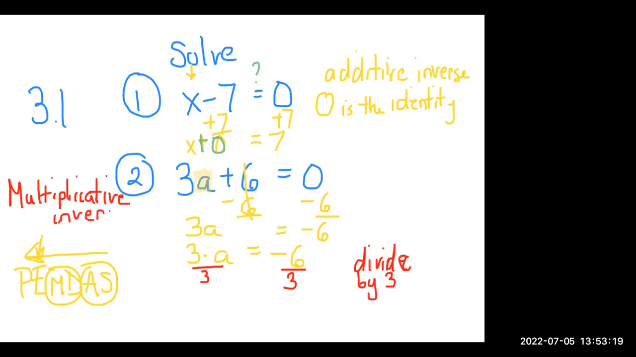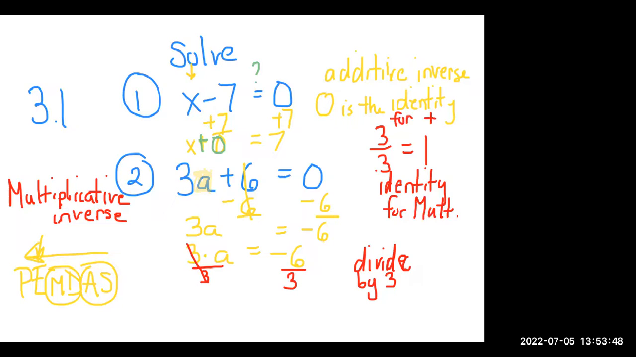Inverse. I don't know if we really talked about it that much, but we saw it. It's the number that you multiply by something to undo it. So that'll be 1. 3 divided by 3 equals 1. That's the identity in multiplication. 0 was the identity for addition. So divide both sides by 3, and then you've got your answer. Watch your negative divided by a positive is a negative, etc.